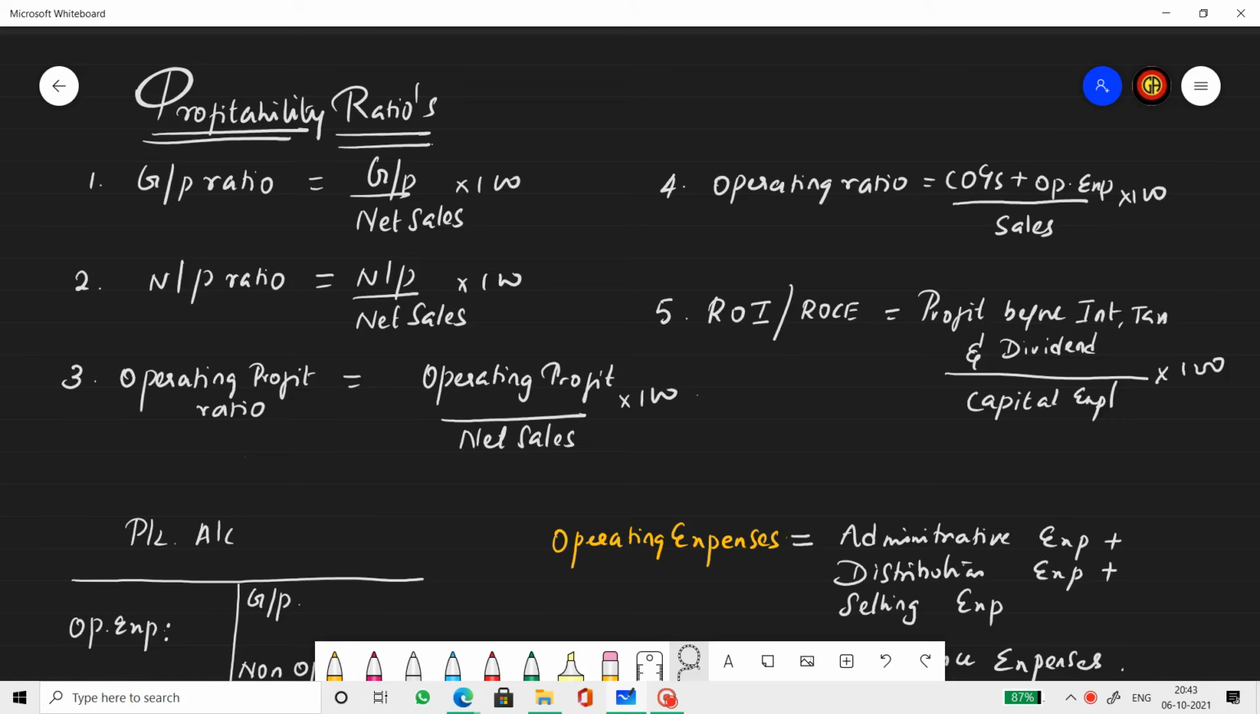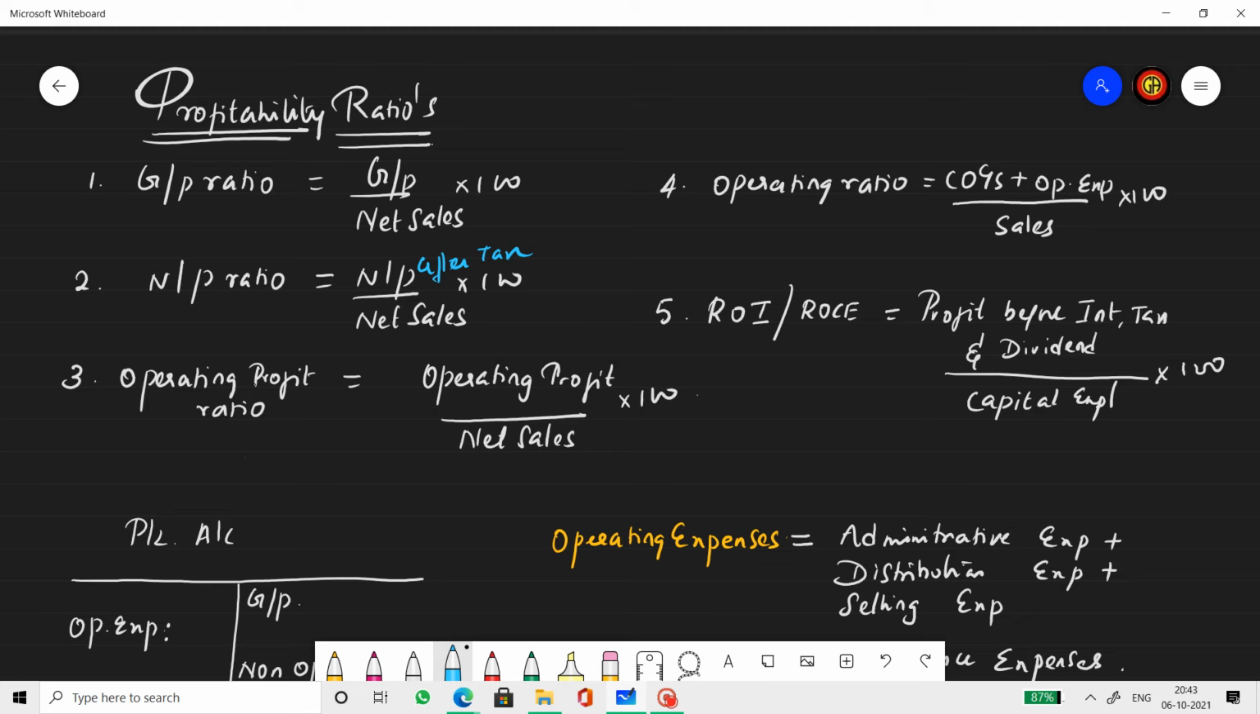Okay, so good evening. Today's class we're going to see profitability ratios. Under profitability ratios, we have five ratios. The first one is gross profit ratio, which is gross profit by net sales into 100. Then net profit ratio, which is net profit by net sales into 100. Net profit means net profit after tax. The net profit after tax is considered for finding the net profit ratio.